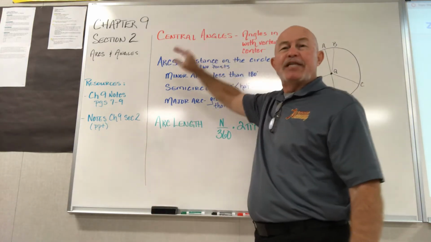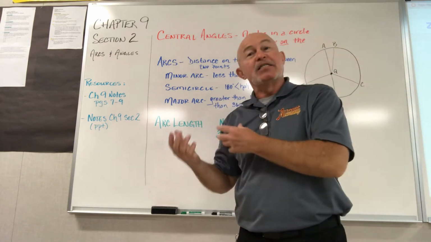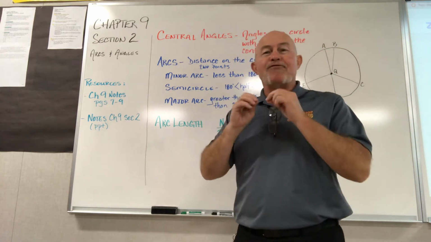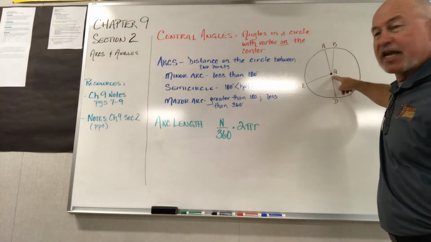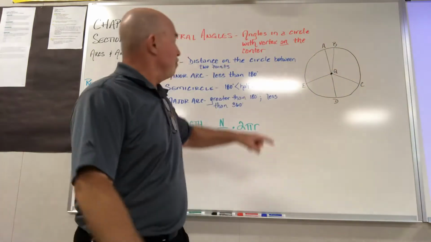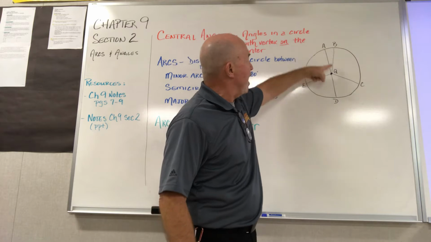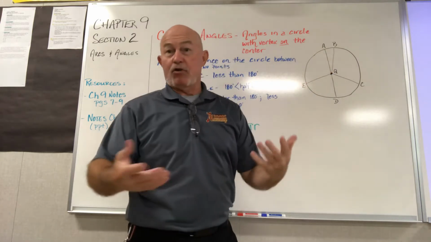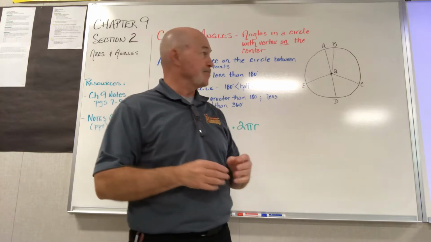First off is a central angle, okay? As the name implies, it is central to the circle. So the vertex of the angle lies on the center of the circle, okay? So if we were to name this angle right here, it would be angle AQE, for example, okay? The vertex is the center.